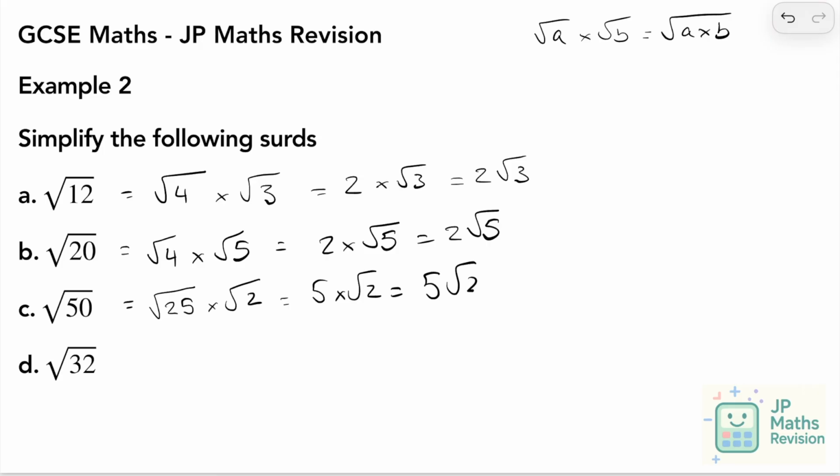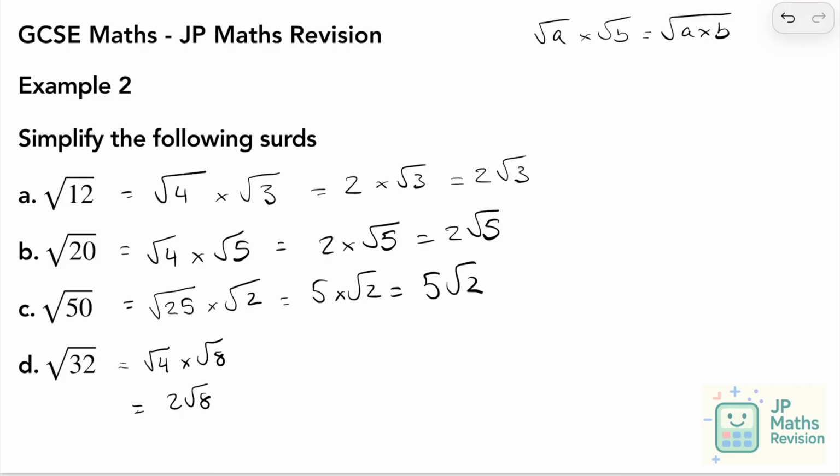Now this one here is a little bit awkward because there are actually two square numbers that go into 32. So we can either have 4 and 8 or 16 and 2. Ideally we want to pick the biggest square number that goes into 32. But suppose we didn't, suppose we chose 4, so I know 4 times 8 is 32, so root 4 times root 8 gives me 2 root 8.